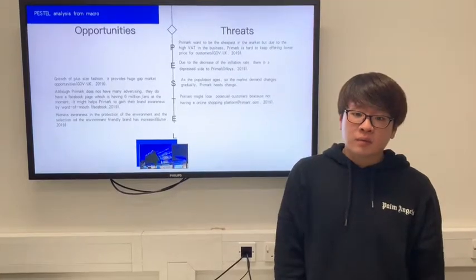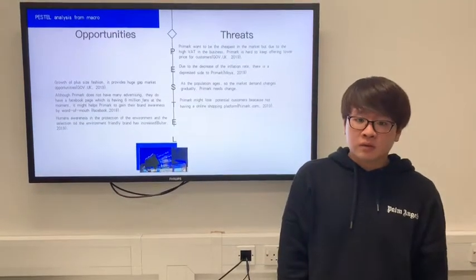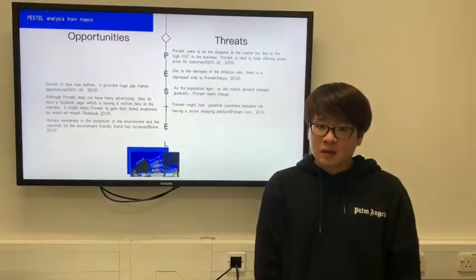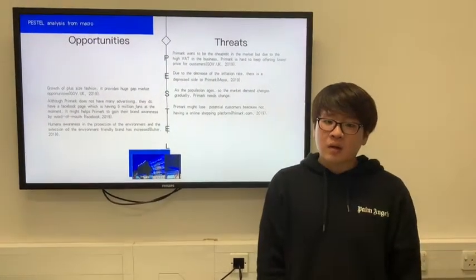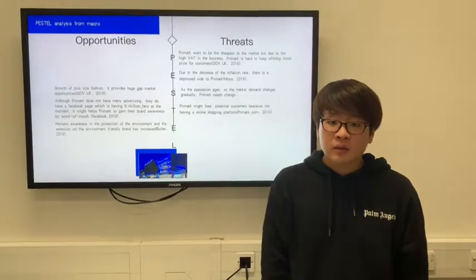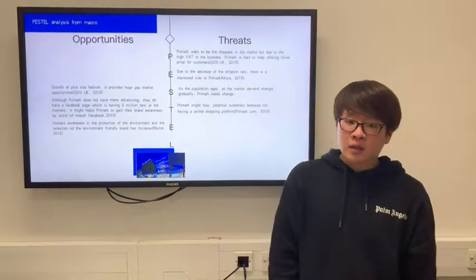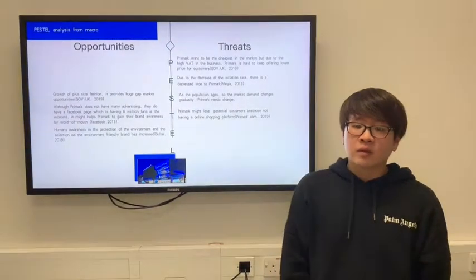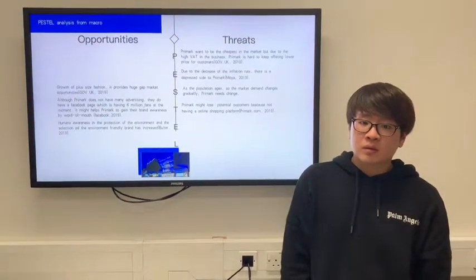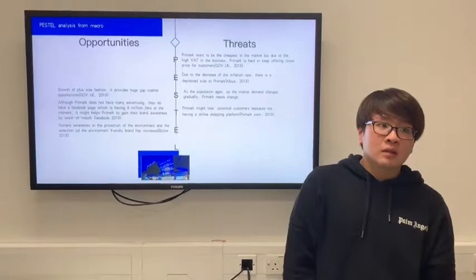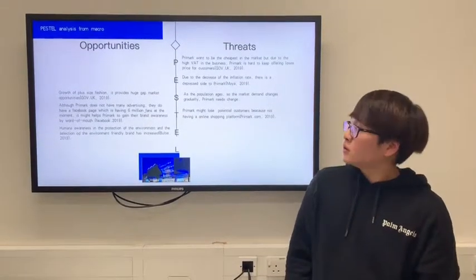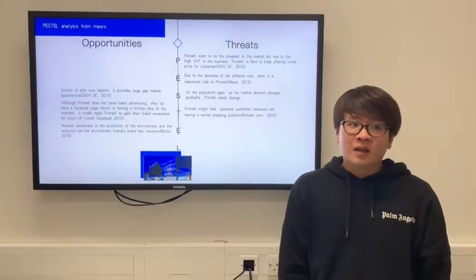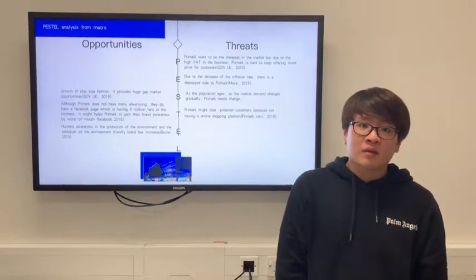PRIMARK has adopted sustainable materials to make goods, and nowadays people's awareness of environmental protection is growing. So this is a good opportunity for PRIMARK to increase customer loyalty. And now I will pass it to my partner to talk about the main influences in the macro environment.